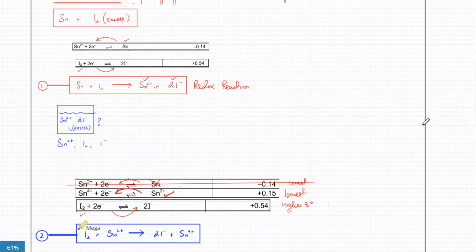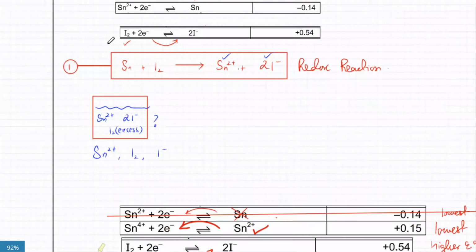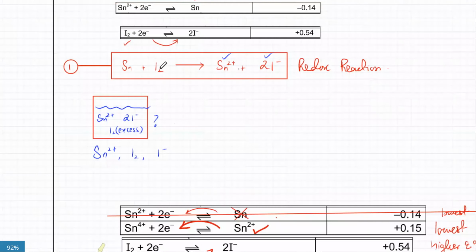So just quickly summing this up, what happened over here? You had your first reaction initially, that tin and iodine reacted, and you figured out that tin is the one that's going to get oxidized, iodine is the one that's going to gain electrons. And you did that, and the tin got converted to Sn2+, you had 2I⁻, and there was excess iodine left over.